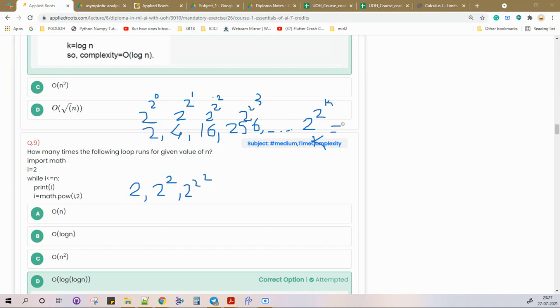So if I equate this with n, then I need to take the log. So 2 to the power k times log 2 is 1, so it is log n. And if I take one more log, then k would be log n.